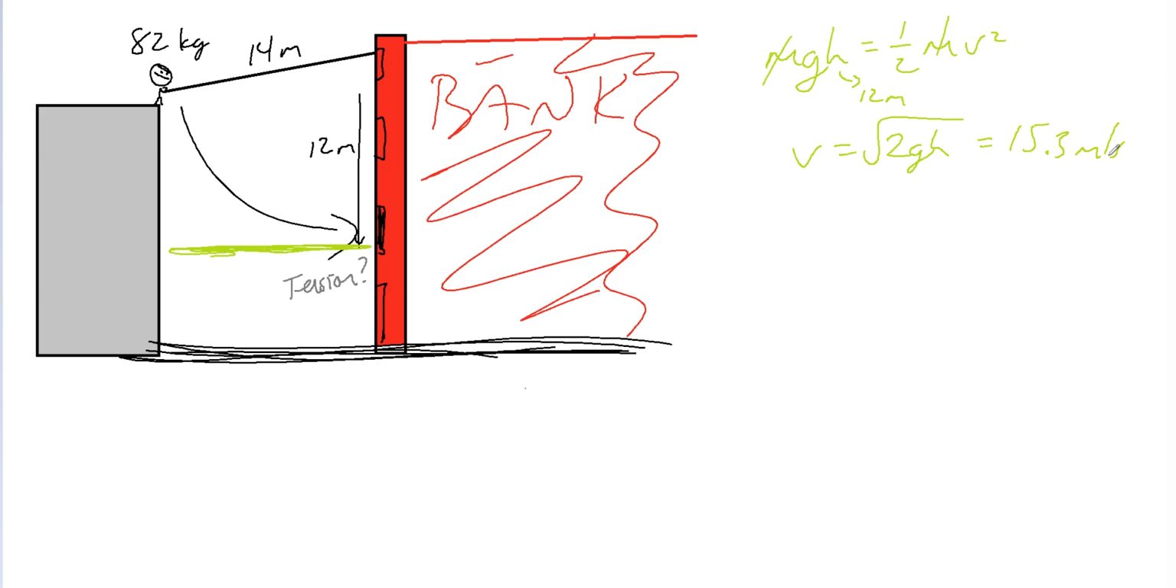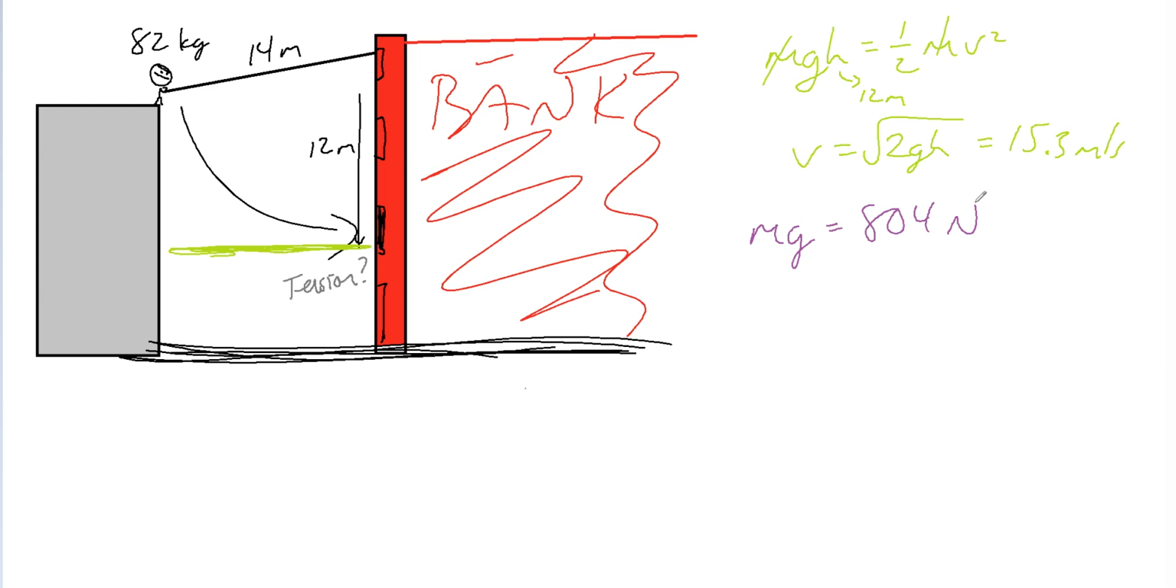Now, there's a couple forces going on. I'm going to start with just his weight, because, of course, the force of gravity is important. Even if he was just hanging there, there'd be tension on the rope. So if I just do mg for him, it's about 804 newtons. So if he was just hanging there, not doing anything, there'd be 804 newtons of tension on the rope. But he's not just hanging there, he's actually swinging down the rope.